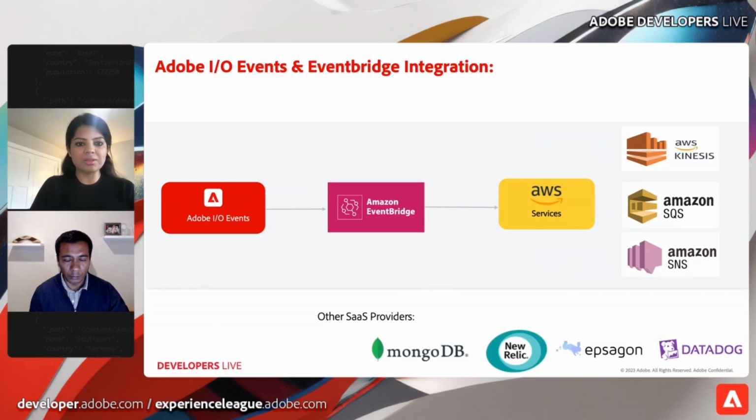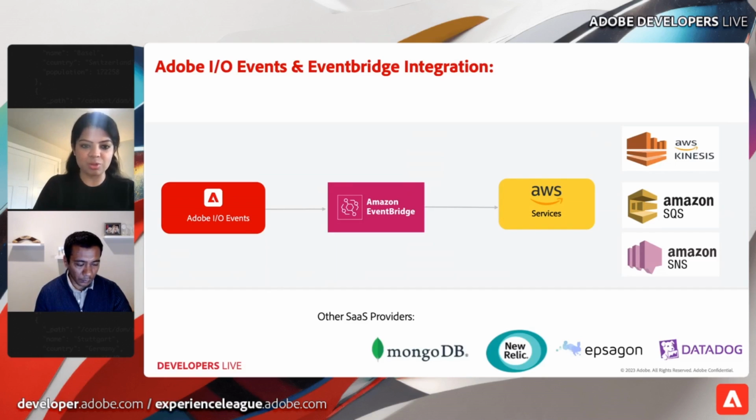So moving towards EventBridge and IO Events integration. As we're continuing to add features to simplify integrations, we have introduced this recent capability of delivering IO Events to Amazon EventBridge. So this is a brand new partnership. This is still in pre-release and going to be announced at AWS re:Invent. With this feature, developers can easily send events originating in IO Events, which is Adobe, and forward them to Amazon EventBridge.